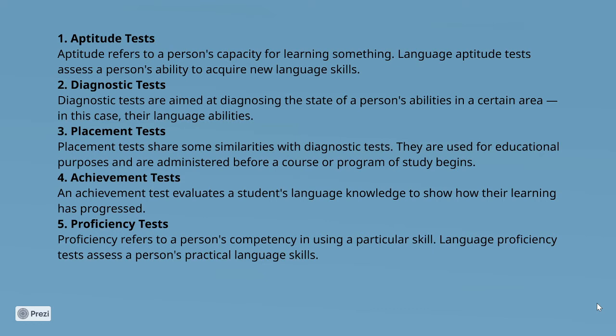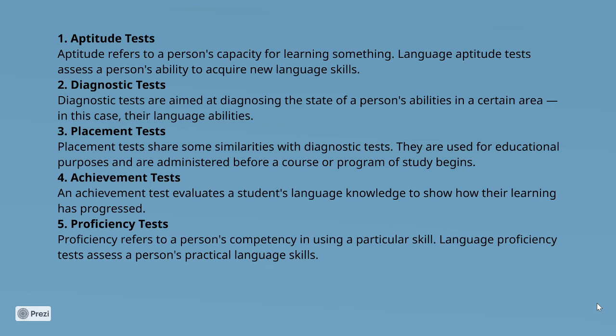Achievement test. An achievement test evaluates a student's language knowledge to show how their learning has progressed. Unlike diagnostic, aptitude, and placement tests, achievement tests only cover information the student should have been exposed to in their studies thus far. Achievement tests are typically given after a class completes a certain chapter or unit or at the conclusion of the course. A language teacher may give a final exam at the end of the semester to see how well a student has retained the information they were taught over the course of the semester.